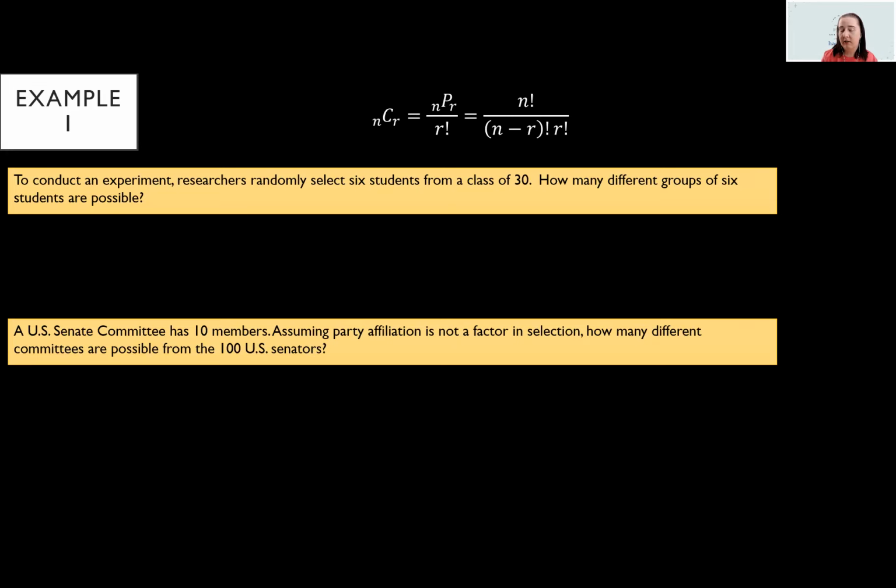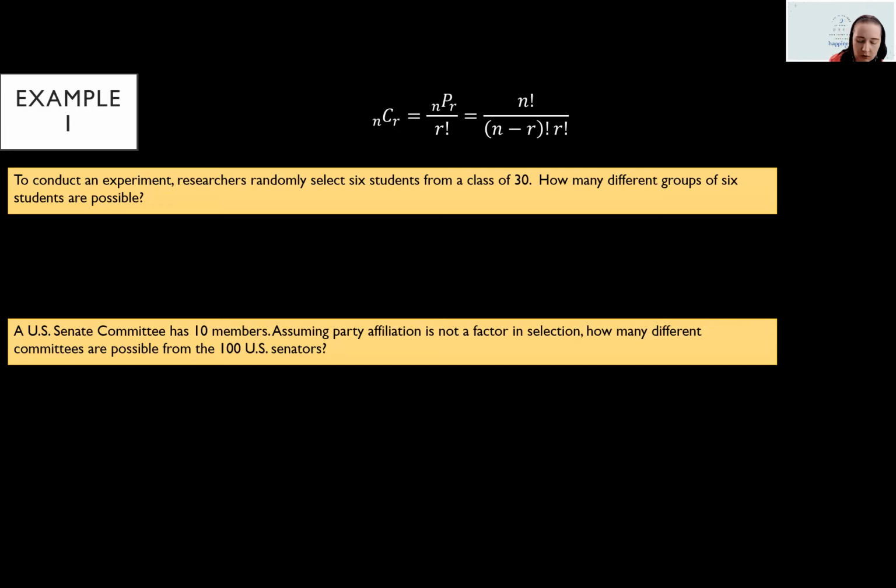So this is unordered, meaning combination, because the order that you're picking these 6 students doesn't matter for you to conduct the experiment. It's not going to matter whether someone was picked first versus second. All you need are 6 students. So order doesn't matter, which makes it a combination.